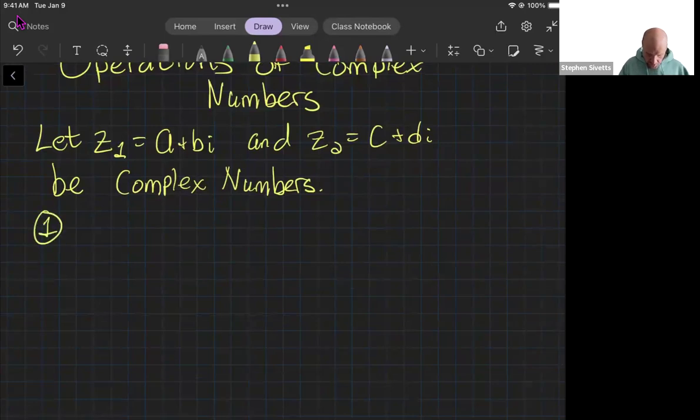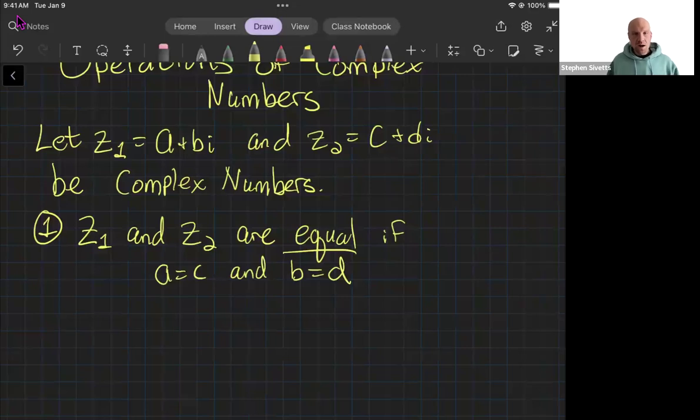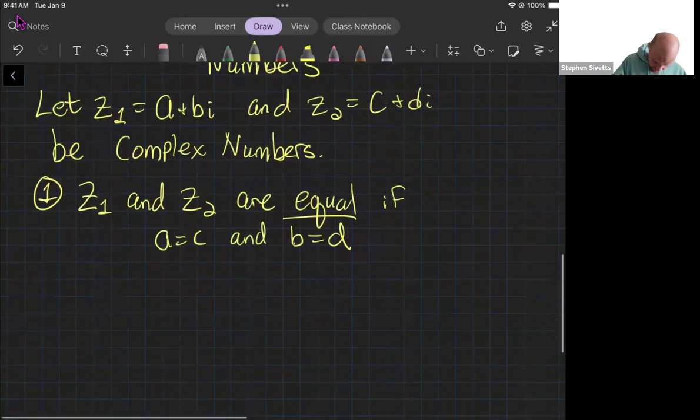So this is the first property of complex numbers. Z1 and Z2 are equal if A equals C and B equals D. All right, straightforward. Okay. So two complex numbers are equal if the respective real components of Z1 and Z2 and the respective imaginary components of Z1 and Z2 are the same. A equals C and then B equals D. Okay.